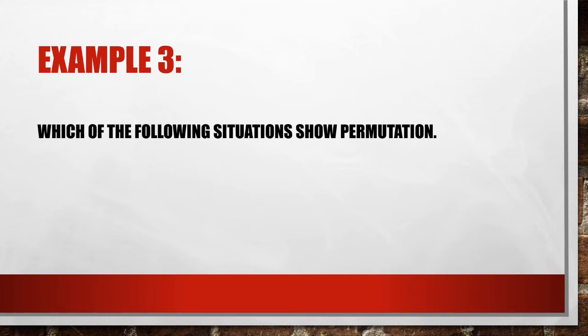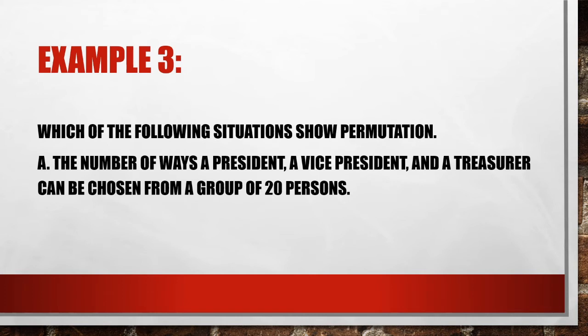Which of the following situations show permutation? Okay, letter A. The number of ways a president, a vice president, and a treasurer can be chosen from a group of 20 persons. Is it a permutation? Okay, tingnan natin class ha. Okay, yes, that is a permutation. So there are 3 positions to be arranged in choosing from the same group of 20 persons. And each position is to be filled once. Therefore, it is a permutation.